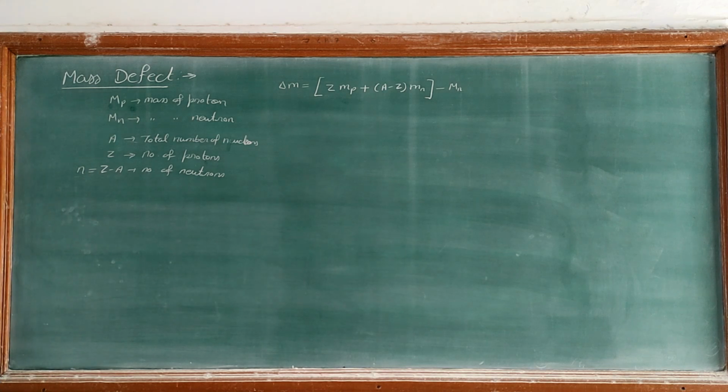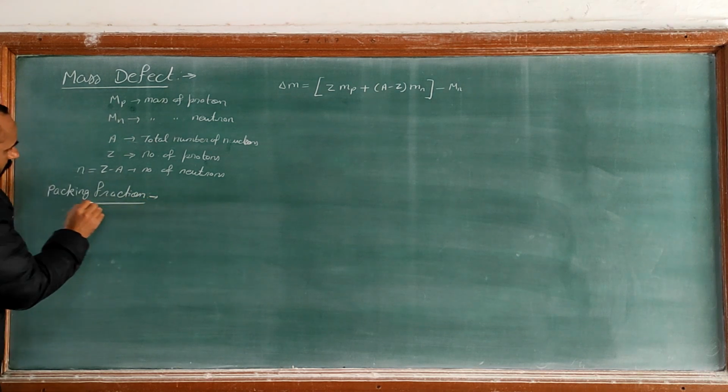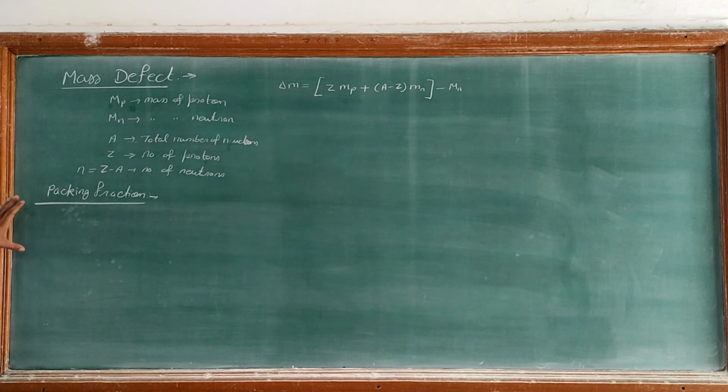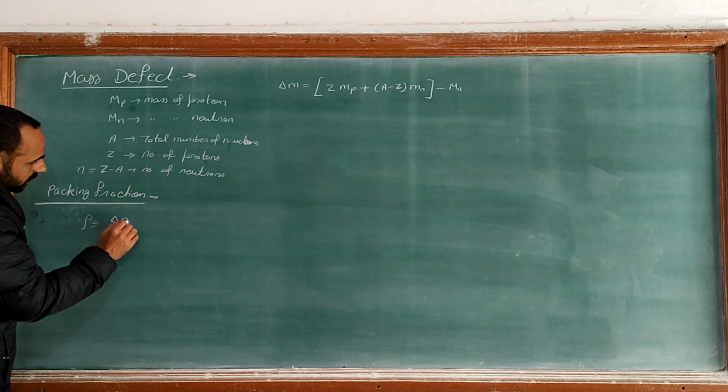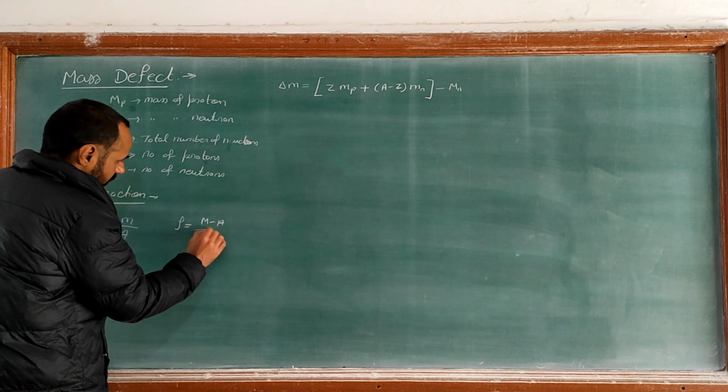Now we look at the packing fraction. Simply you can say the mass defect per nucleon is the packing fraction, or you can say F is equal to delta M, that is the mass defect, divided by the number of nucleons, that is the mass number A. This is the packing fraction, or you can say the packing fraction is the mass defect per elementary particle contained in the nucleus, and mathematically we can say F is equal to (M minus A) by A.